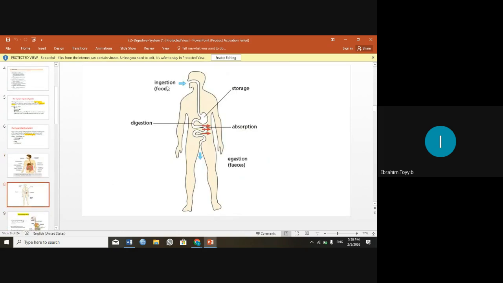So look at ingestion, the process, and this is what? Digestion occurs in the stomach. So absorption occurs in the what? Small intestine, and assimilation, before ingestion, as what? As feces.